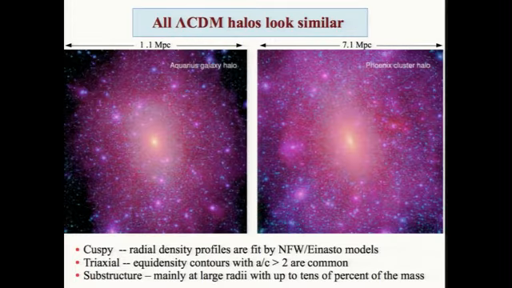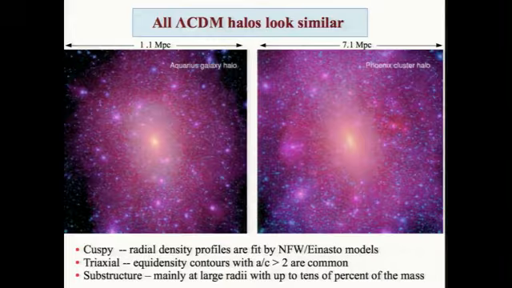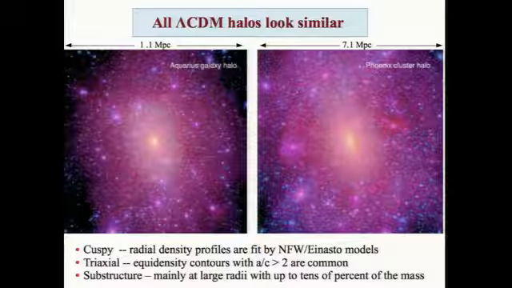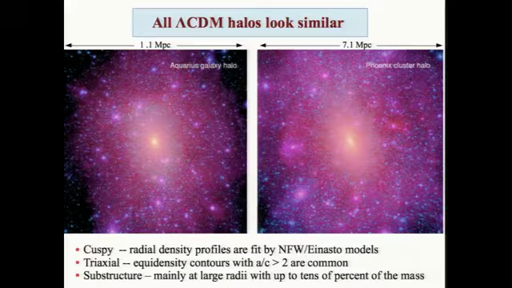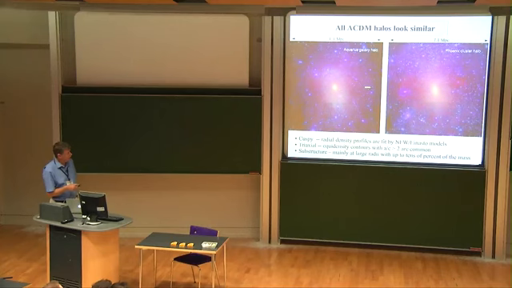So this is a very high-resolution simulation of a galaxy halo. This is a high-resolution simulation of a galaxy cluster halo. There's a difference in mass of about 300. So they've just been rescaled by a factor of 7 using a similar color scheme, and you can see they look statistically identical. What you see is they're both cuspy, and their radial density profiles are reasonably well fit by one of the standard fitting formulae.